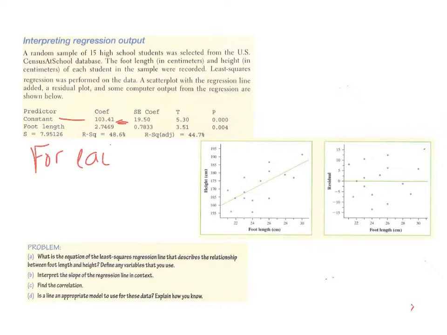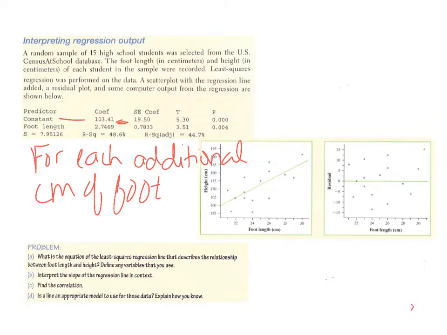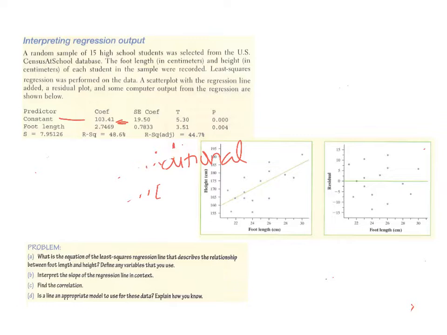for each additional centimeter of foot length, that's my 1x here, the least squares regression line predicts an increase of 2.7469 centimeters in height. And we know it's an increase because it's a positive slope. So I am defining, again, both my x and my y as I interpret that slope.